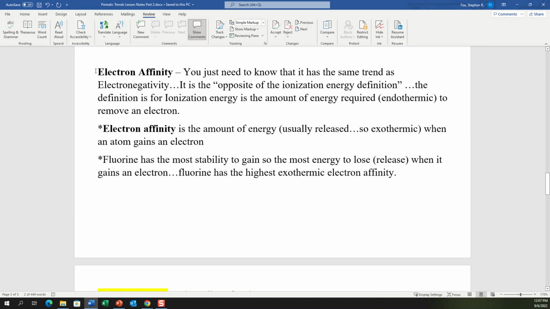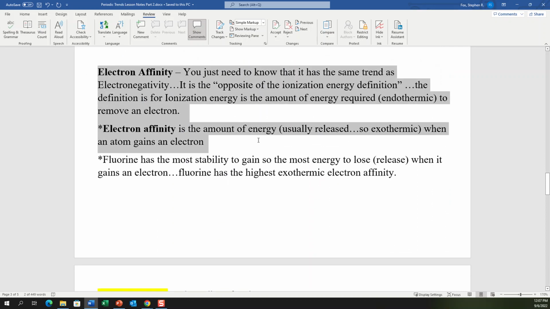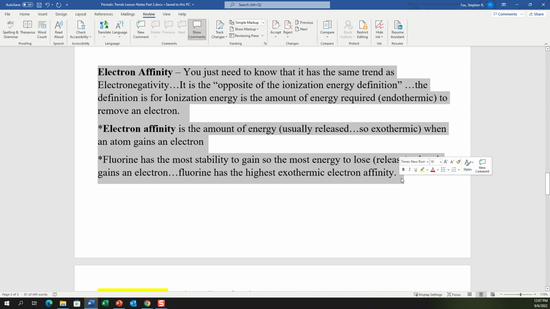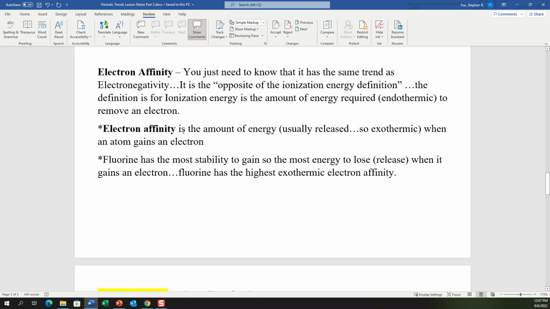So electron affinity, I'm not going to spend much time on. You just really want to know the definition and the trend. It has the same exact trend as electronegativity. So fluorine has the highest and francium would have the lowest. But the definition is it's the amount of energy released when an atom gains an electron.